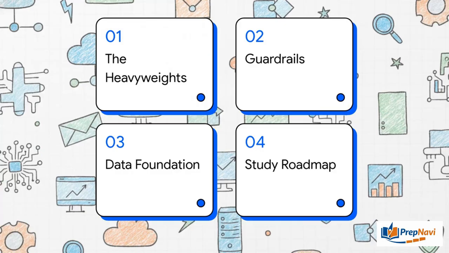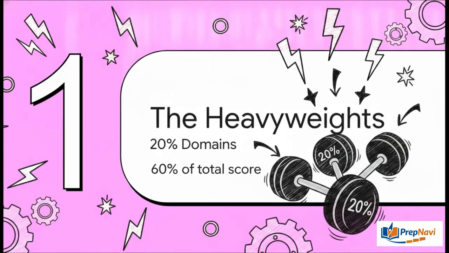So here's our tactical triage strategy for today's breakdown. First, the heavyweights, those 20% domains. Second, the guardrails, which are prompting and security. Third, data research and analysis. And finally, your strategic study roadmap. Let's kick things off with Section 1, the heavyweights, those 20% domains.